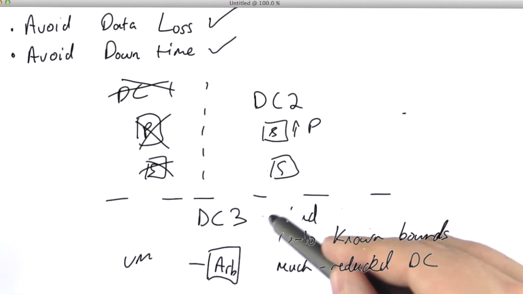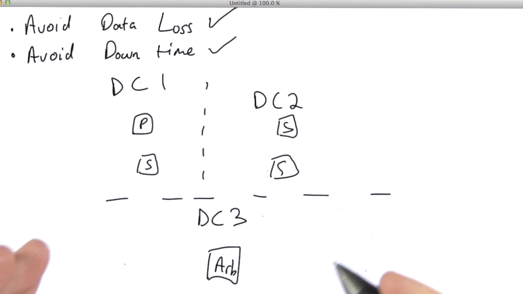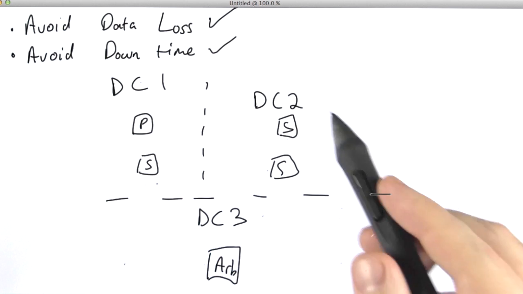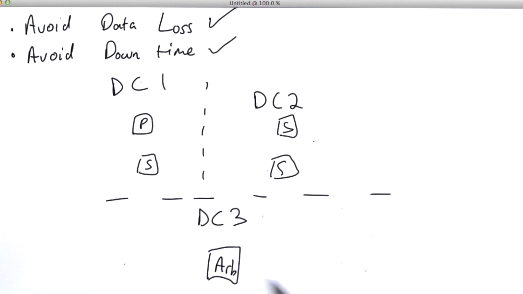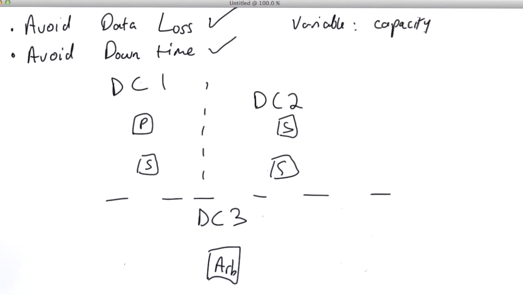So let's reset and look at our variability in here. Based on our guiding principles, we've come up with this scenario: primary and secondary in DC1, secondary in DC2, and an arbiter in a third data center to function as a tiebreaker. And the variable that we have is the capacity. So how might you alter things here? How might you deploy differently?